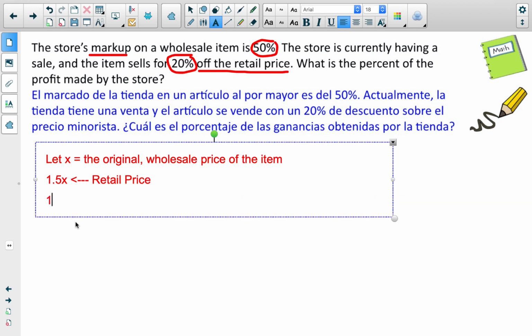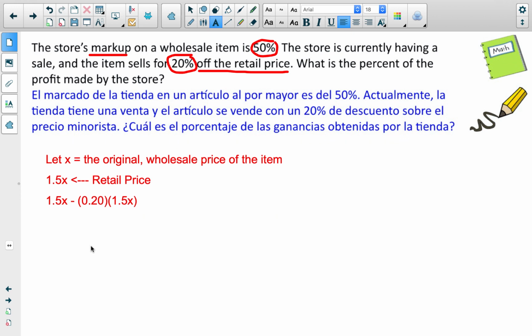Now, if we have this amount, we want to take away 20% of that resale price. So I am going to subtract away 20% of the retail price, like this. Okay? Follow me. Please make sure you're listening. I know this is challenging. These are one of the more challenging lessons in 7th grade curriculum.